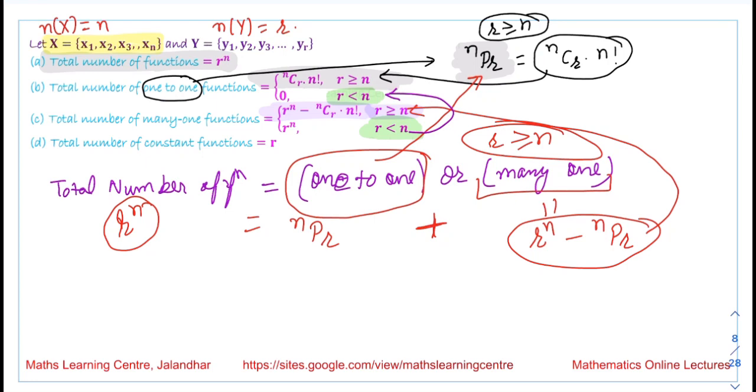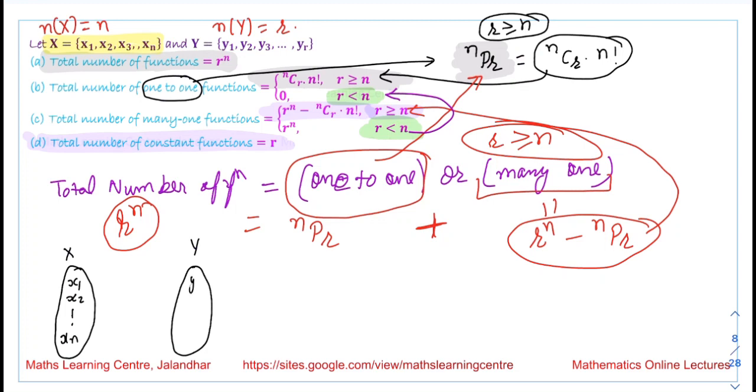Next, we have to count the number of constant functions. Constant function means, suppose this is the set X and this is the set Y. We have the elements x1, x2, and so on up to xn, and over here we have the elements y1, y2, and so on up to yr. We are talking about the constant function. Suppose x1 is mapped to any element over here, say y2. First of all, in how many ways can this x1 be mapped? There are a total of r ways in which this x1 can be mapped.